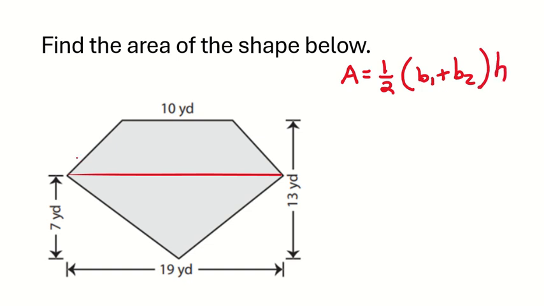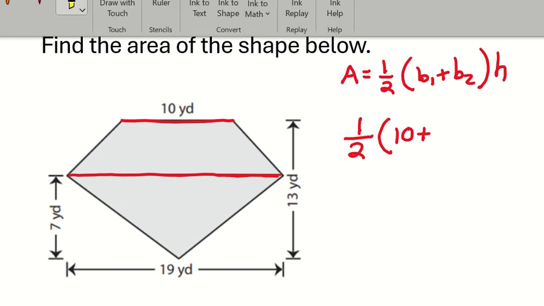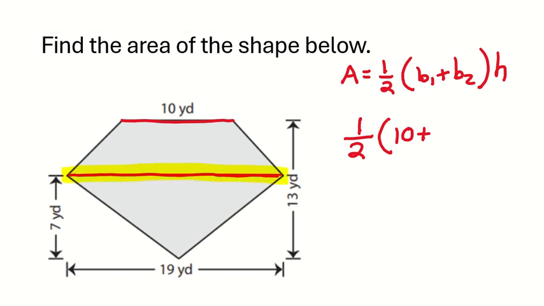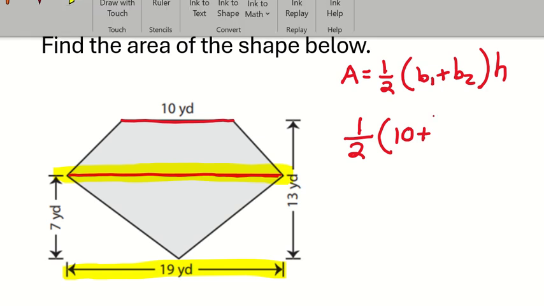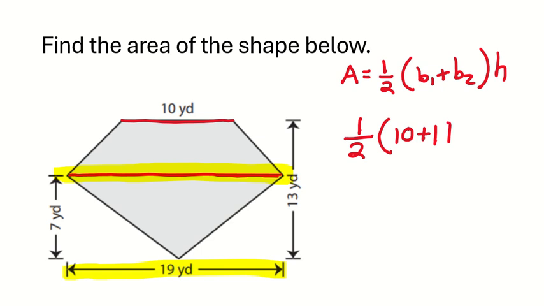So let's say that base 1 is 10. You can either choose this to be base 1 or this line right here to be base 1, but I'm going to do 10. So we're going to rewrite this as 1/2 of 10 increased by the other base, which is this other line down here. What is the length of that line? Well, we know that from here to here it's 19 yards, so from here to here it is also going to be 19 yards. So the other base would be 19, so we'll do 10 plus 19 for base 2.